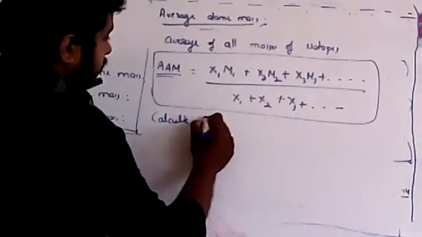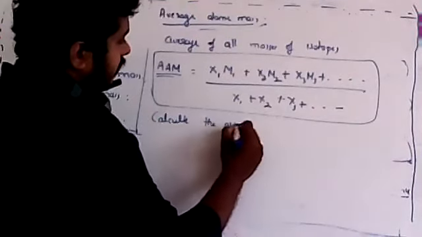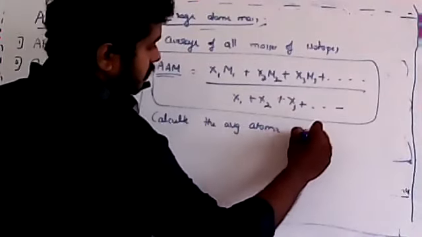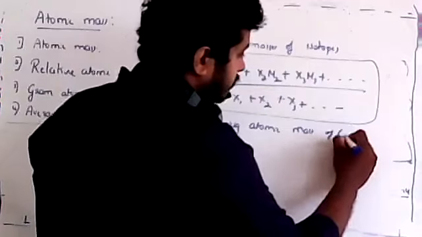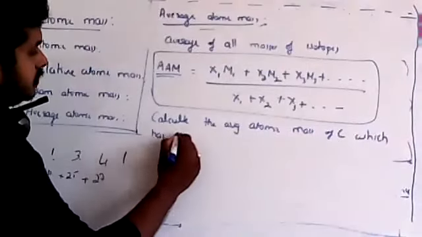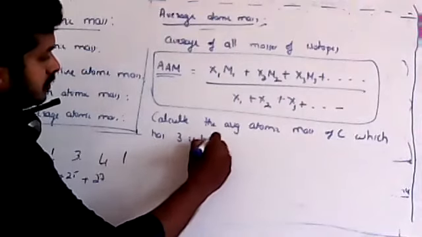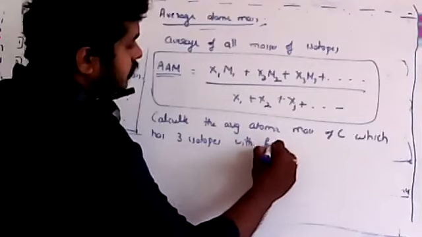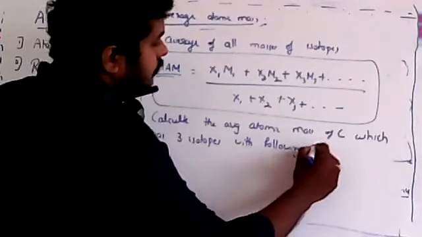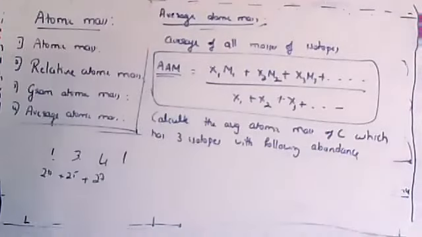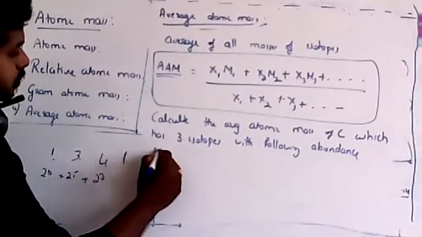Calculate the average atomic mass of carbon which has 3 isotopes with the following abundance. So try to write it. Only 1 minute left now. I don't think it is possible to solve fully.